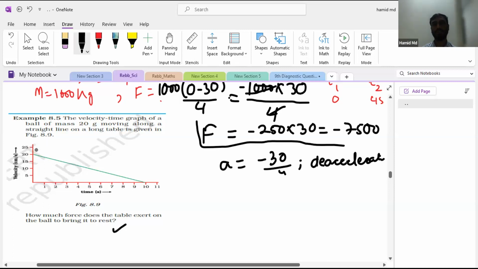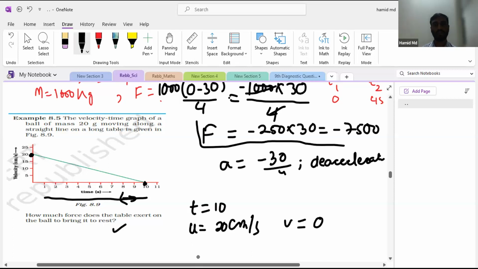Yes, so see, the situation is the same. As time passes, the velocity of the ball is decreasing from 20 centimeter per second to 0 centimeter per second, right? Yes, sir. In how many seconds? 10 seconds, right? So we have t already, 10 seconds. Initial velocity is 20 centimeter per second, and the final velocity is 0. So force is being asked, right?